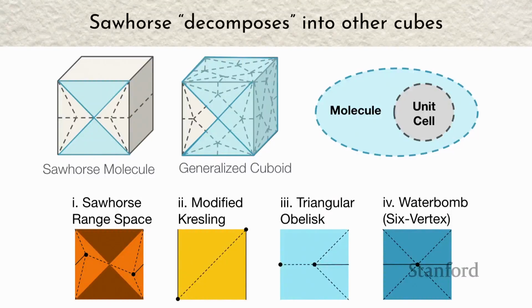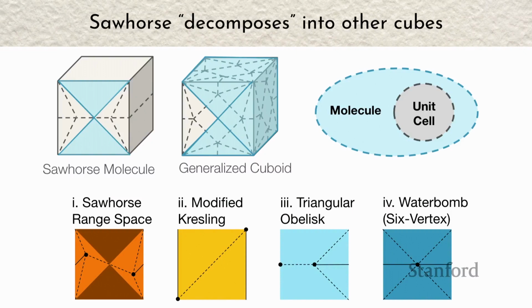And actually, one interesting thing to point out is that the Sawhorse decomposes into other cubes. So we've got the Sawhorse. You can place these vertices anywhere within this region. It really is a topology that shows how they're connected to each other. But if you put them all the way in the corners, you get the modified Crestling, which is the block that doesn't compress. Somebody here has the Crestling. Or you can put the vertices and combine them to the center, and then they actually become the water bomb, which has the sixth vertex in the center. So you have these decompositions.